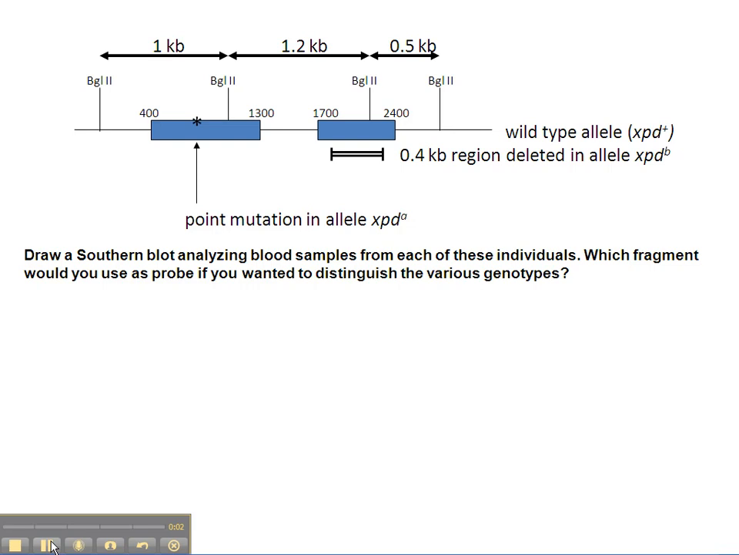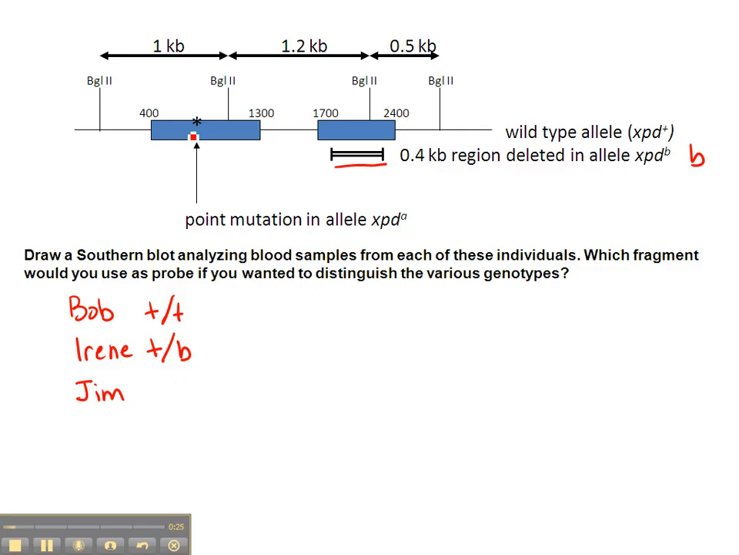The first question on the Molecular Methods handout asks you to draw a southern blot to analyze blood samples from 3 individuals. The 3 individuals we're looking at are Bob, who's homozygous wild type, Irene, who is heterozygous. She has 1 wild type allele, and she also has a deletion allele that we'll call B. The third person is Jim. Jim is homozygous for a point mutation that we'll call the A allele.